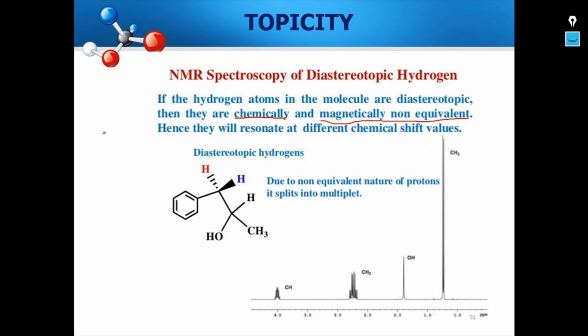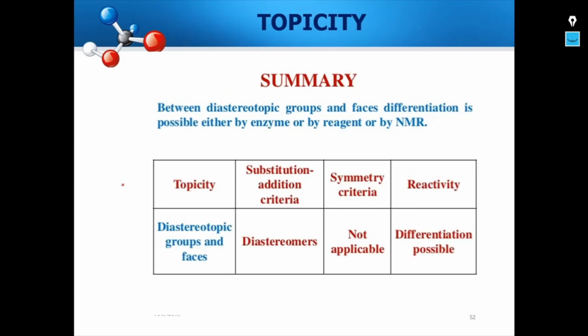Enantiotopic ligands, again, cannot be differentiated using NMR spectra unless they are in the presence of a chiral reagent, an enzyme, or a chiral environment. Whereas diastereotopic ligands are non-equivalent in nature, and therefore the protons split into a multiplet. Therefore, diastereotopic protons can be differentiated using NMR, and NMR is a wonderful tool to differentiate them. We will solve a problem based on this in our next video.